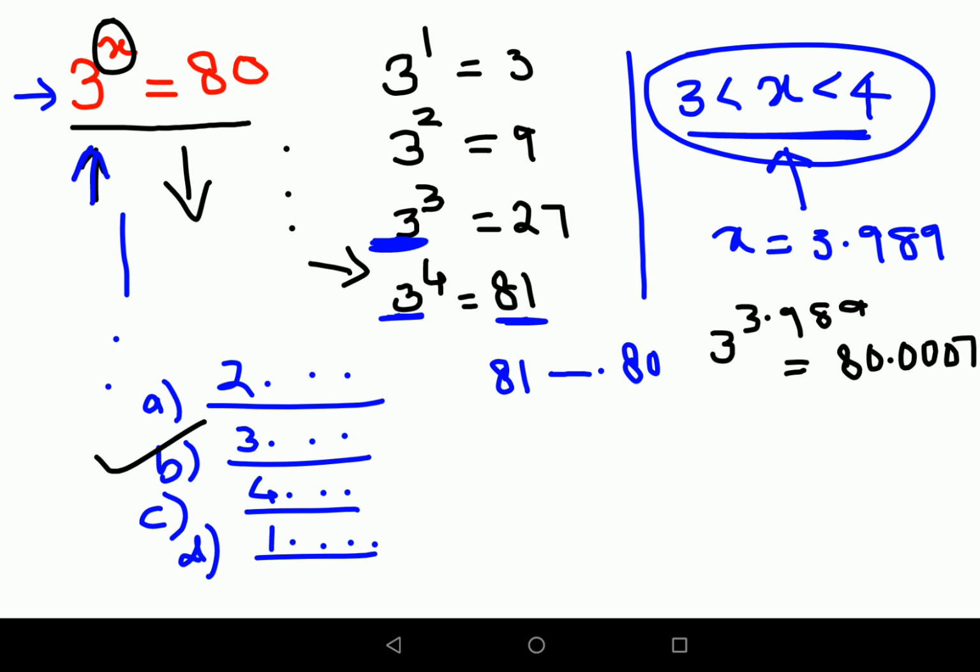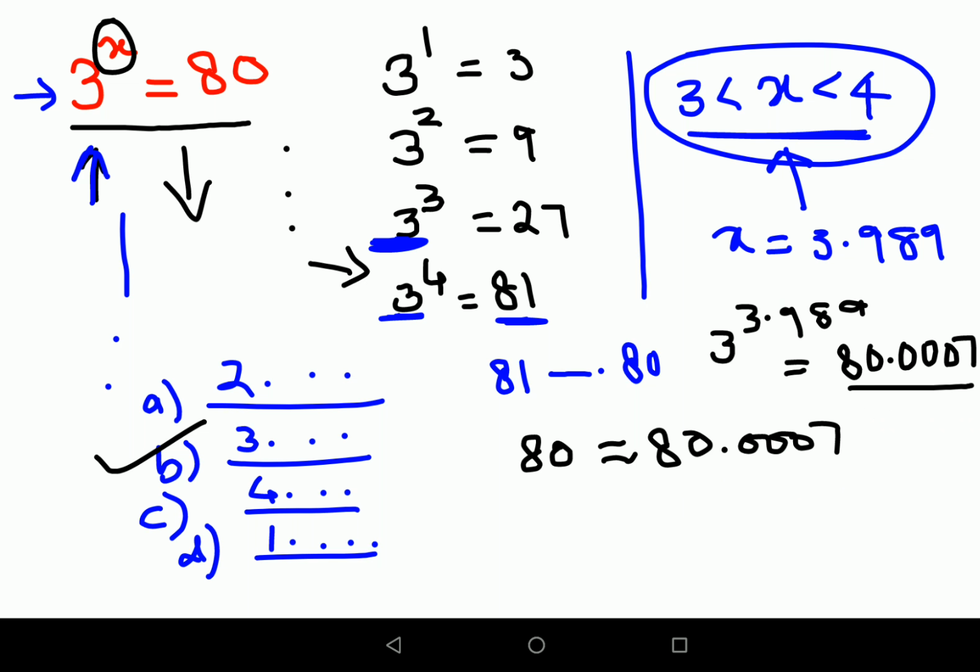So obviously when you are approximating, you're approximating maximum to 2 digits or 3 digits. So I can say 80.0007 is nothing but 80 only. Okay, so I hope you all have understood how to solve these kind of questions.